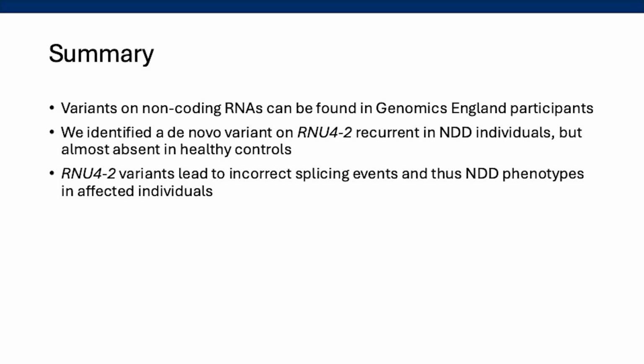So in summary, I've provided a brief overview of how variants in non-coding RNAs can be found in Genomics England participants through a series of variant filtering and annotation pipelines. Then we identified de novo variants in RNU4-2, one of the non-coding RNA genes, which is recurrent in NDD individuals but almost absent in healthy controls. And to test the hypothesis that this variant indeed causes this disease, we showed that these variants lead to incorrect splicing events and thus NDD phenotypes in these affected individuals with ReNU syndrome.